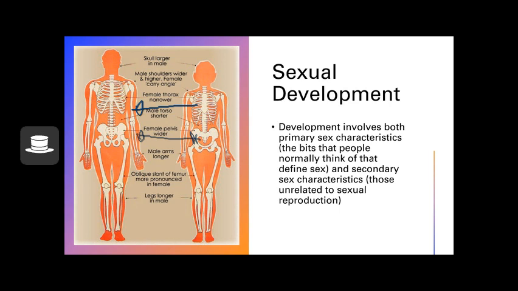height differences, broader shoulders. These types of things tend to develop later in life and become more pronounced later in life. And they are what we call secondary sex characteristics. They clue you into somebody's sex, but they're not the things that are directly related to reproduction.